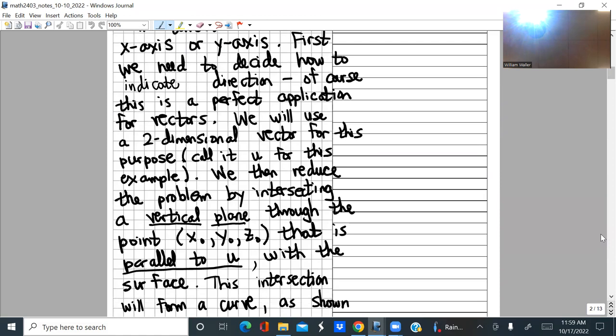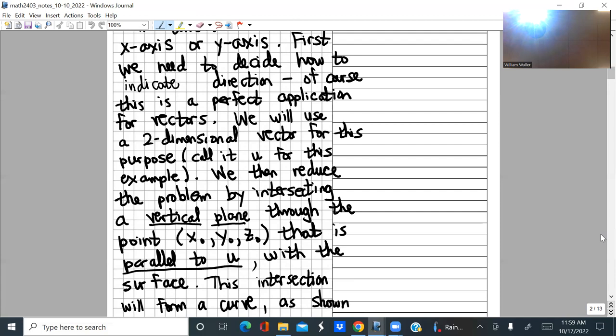What this text is saying here is what I just said. We're going to use a vector. In this example, we're going to call it the vector u. That's frequently the name for the vector that we use to specify a direction. And so we'll be looking for, again, the slope of the surface in the direction parallel to that vector, instead of parallel to the x-axis or parallel to the y-axis.